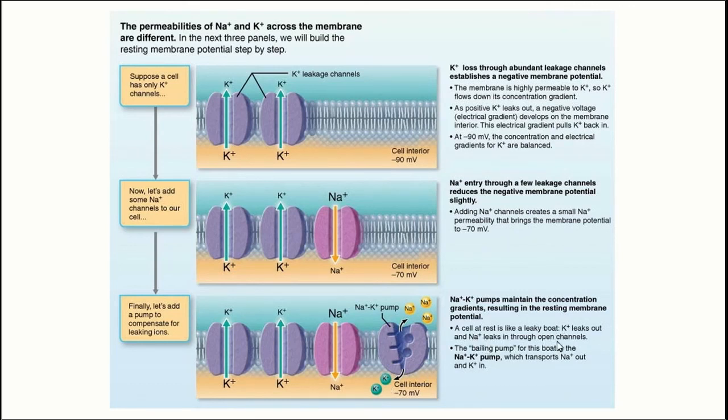So a cell at rest is essentially like a leaky boat, with potassium leaking out of the potassium leak channels and sodium leaking in through the sodium leak channels. And so it compares the sodium-potassium pump to a pump that bails out excess water in the bottom of a boat to keep the boat floating. In this case, the boat is the neuron, which is transporting some of that sodium that's leaked in back out to the extracellular fluid, and some of that potassium that has leaked out, it's going to bring back in through the sodium-potassium pump, back into our intracellular fluid. And so that kind of wraps up our review of resting membrane potential.